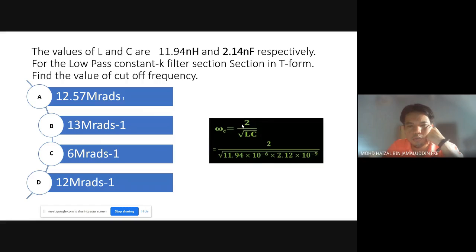Okay, so this you can calculate by yourself. I also forgot which is the answer. Okay, I think the answer may be A.